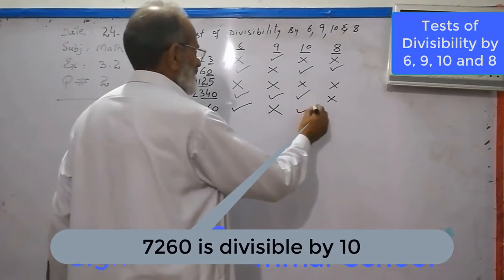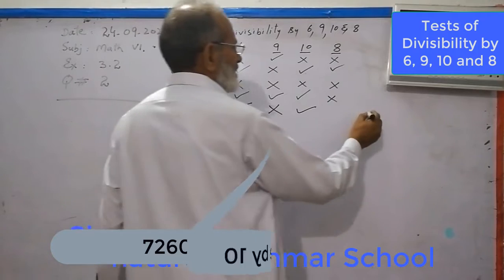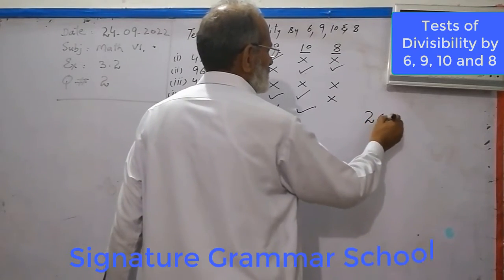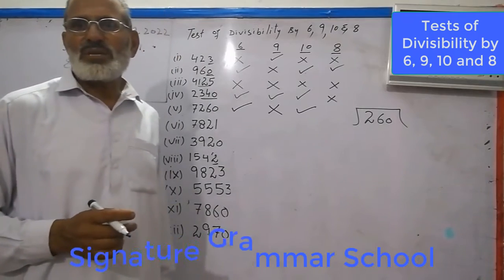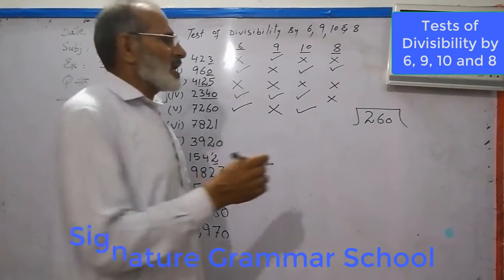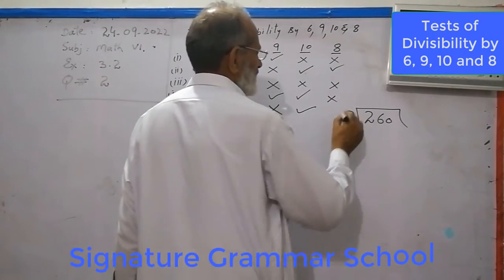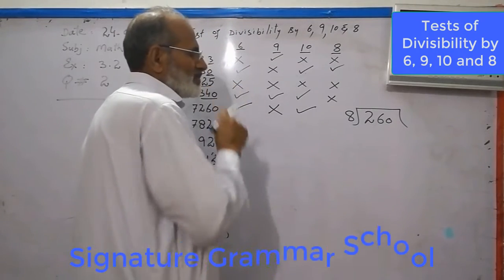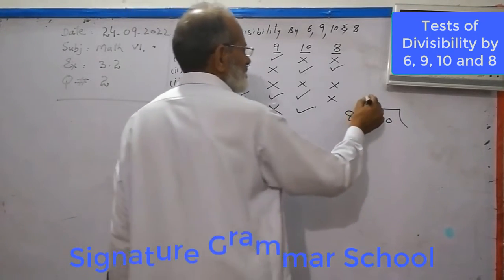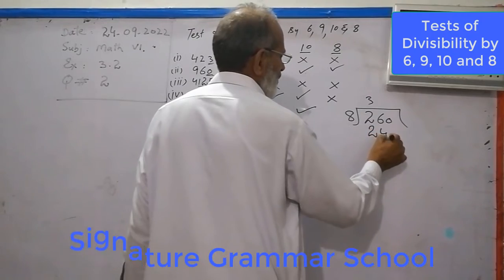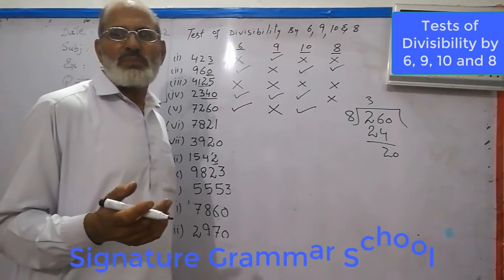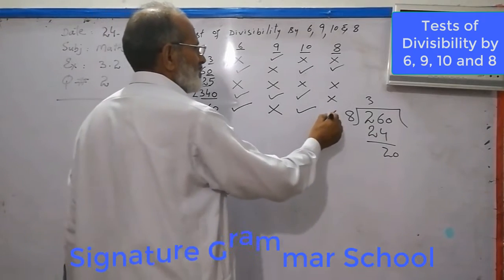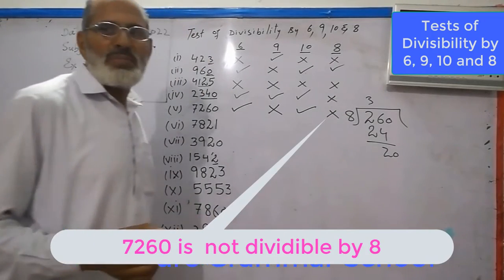And for 8, I will take these 3 digits, the digit at unit place, the digit at 10 place, and the digit at 100 place, and I will divide these 3 digits by 8. Now, with the table of 8, it's either 24, then 20, and 20. This will not come in the table of 8. Therefore, this value is non-divisible by 8.